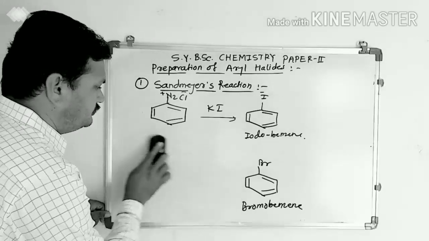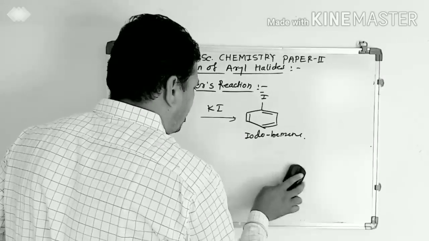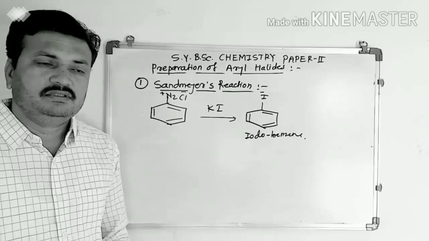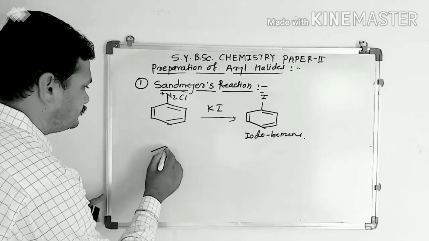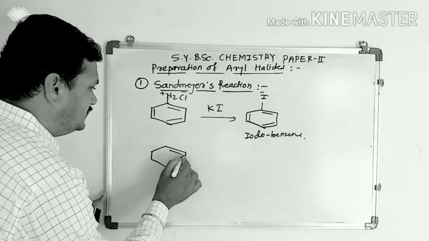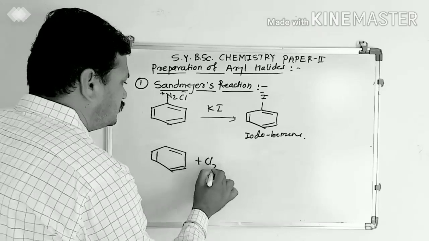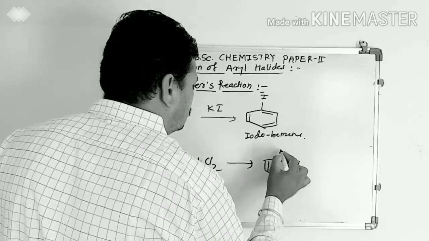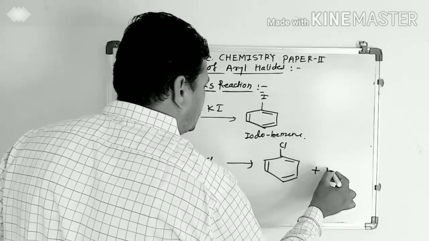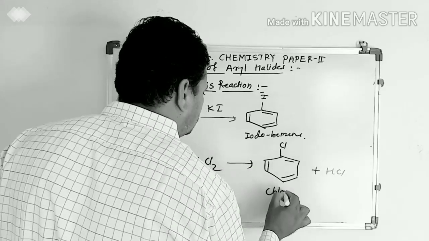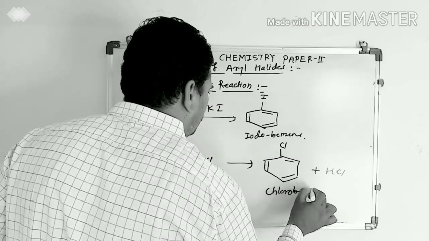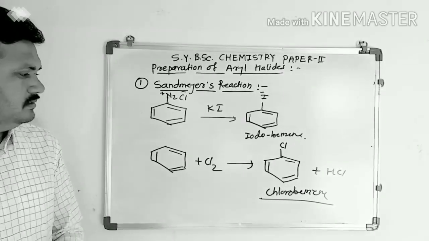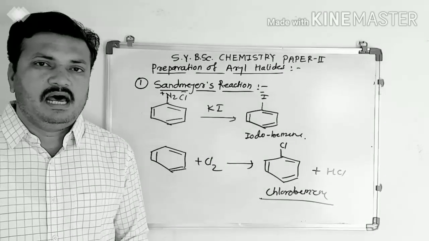In the second method, aryl halides can be prepared by direct reaction of this aromatic ring or benzene with halogen atoms like this. When benzene is treated with chlorine, it is converted into chlorobenzene plus HCl. Chlorobenzene. Simple chlorination reaction of benzene, formation of aryl halide.